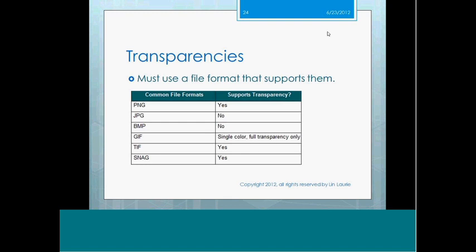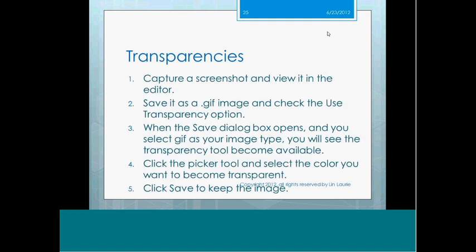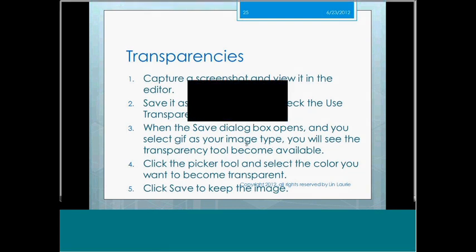And what you need to know is that there are common file formats. They do not all support transparency. I usually use GIF images, and so I will capture a JPEG. I have to save it as a GIF image before I can do a transparency on any of the colors in the file. In addition to GIF, PNG supports transparency, TIFF supports it, and SNAG files. And here are the instructions for doing it, and I'm just going to show you how to do that.